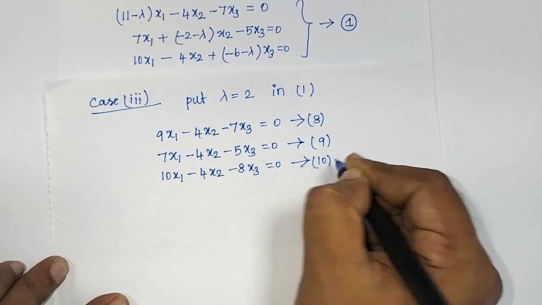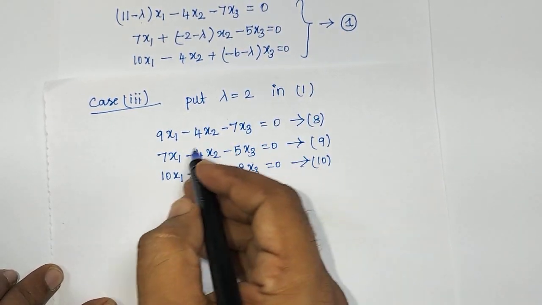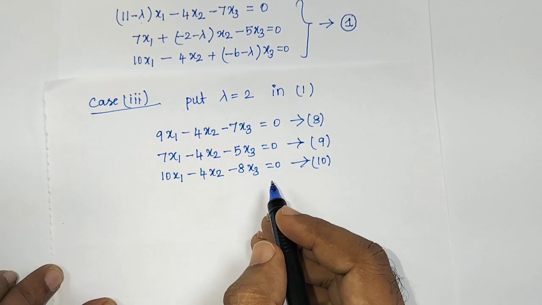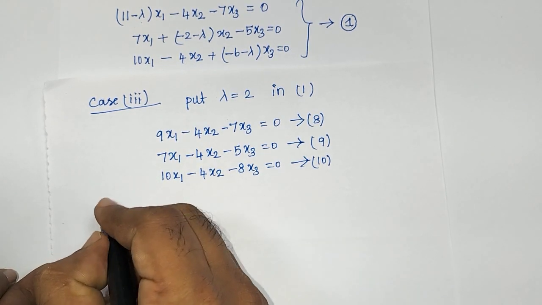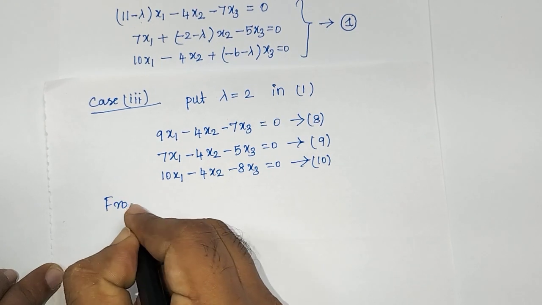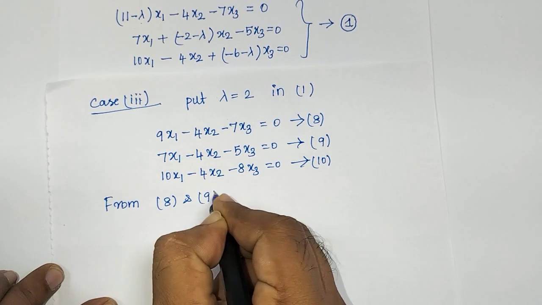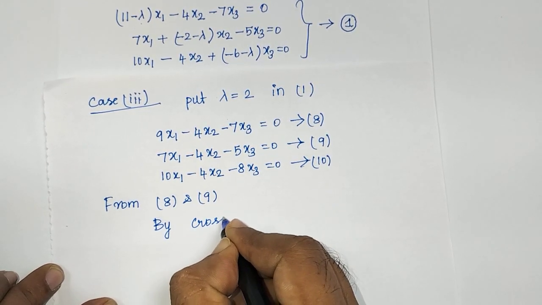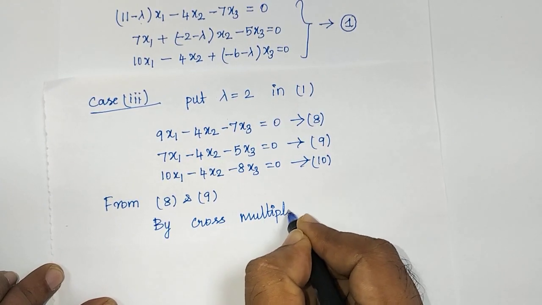Equation number 10. So here these 3 systems of linear equations are different. Any two we can take and apply the cross rule multiplication method, you will get the eigenvector x3. So I am taking equations 8 and 9 by the cross multiplication method.